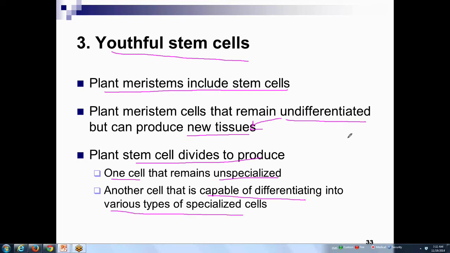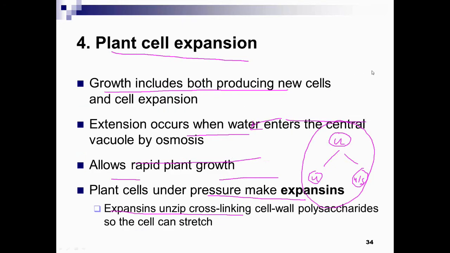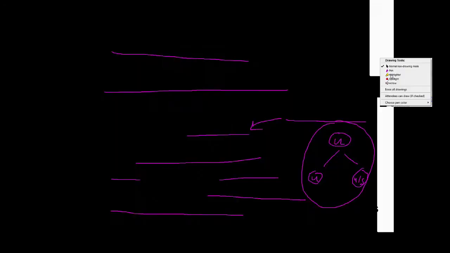So within the shoot and root apical meristems, you have these undifferentiated cells, and when they divide, one cell remains undifferentiated, so I'll put a little U in there, and the other one has the potential to develop into something specialized. So it either remains undifferentiated or it can become specialized. That's how the cells divide inside of the meristems. Okay? So let's now see what happens after that.